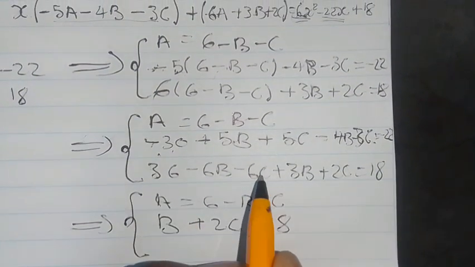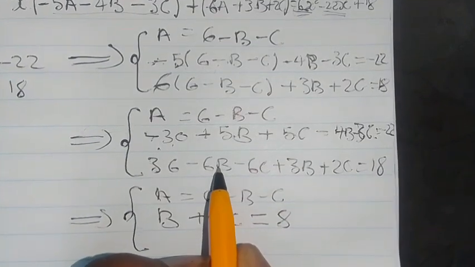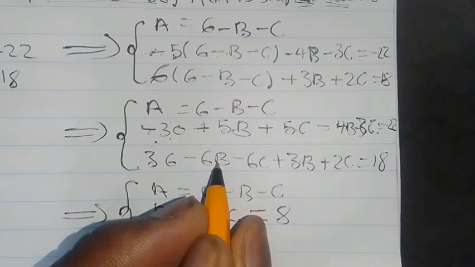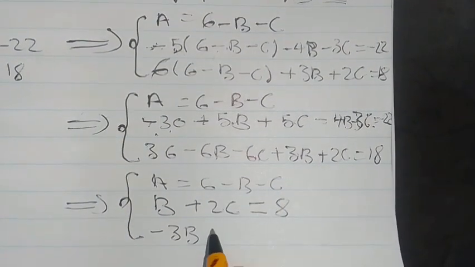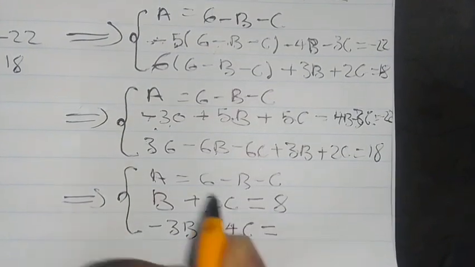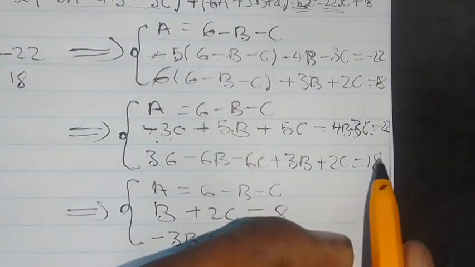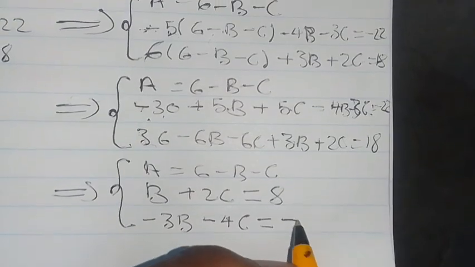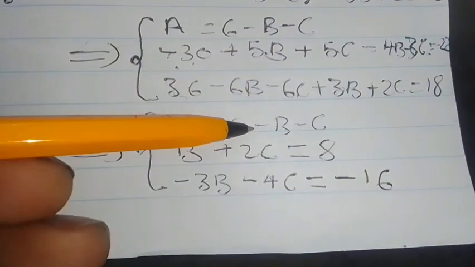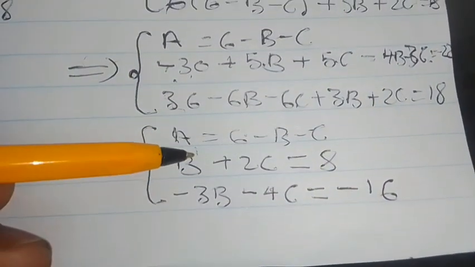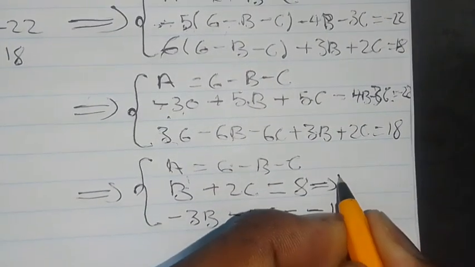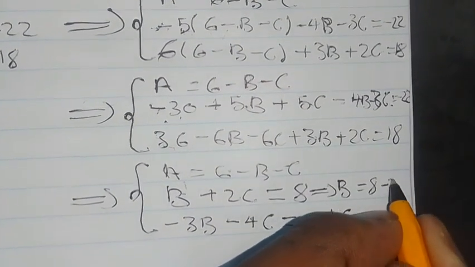And now here you have minus 6b plus 3b, which will give you minus 3b. And minus 6c plus 2c, that will give us minus 4c. And you take the constant to the other side, you have 18 minus 36, which will be the same as minus 16. Now, a equals 6 minus b minus c, and b plus 2c equals 8. We can further say that from this one we get that b equals 8 minus 2c.